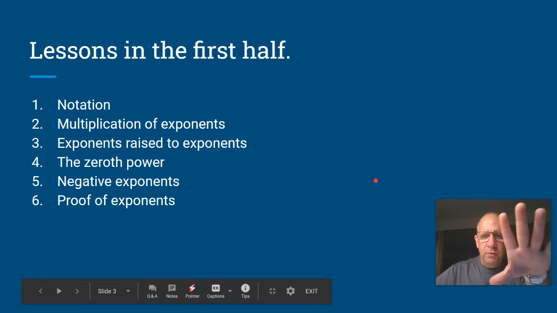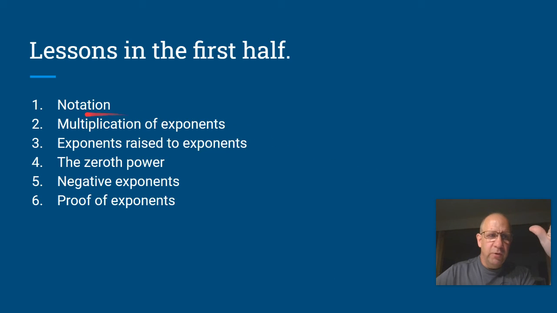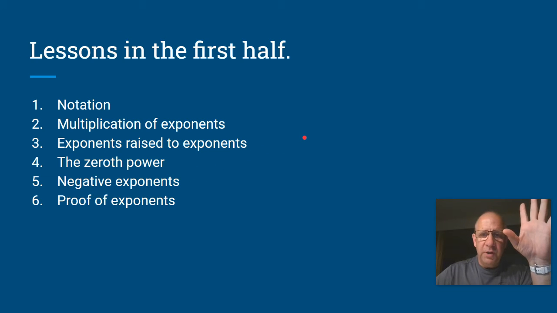Okay, so there's two halves to this module. The first half, we will talk about exponent notation, which you learned in 5th grade, so we're going to review that. Then we're going to multiply exponents, so we're going to take what you know about multiplication and transfer it to exponents. And then we're going to do exponents raised to exponents, so kind of a meta thing there. We're going to discover the 0th power, which is pretty interesting, and that will lead us to negative exponents, and then we're going to prove the rules of exponents. So it's actually pretty interesting and logical. It's a really fun topic to learn.